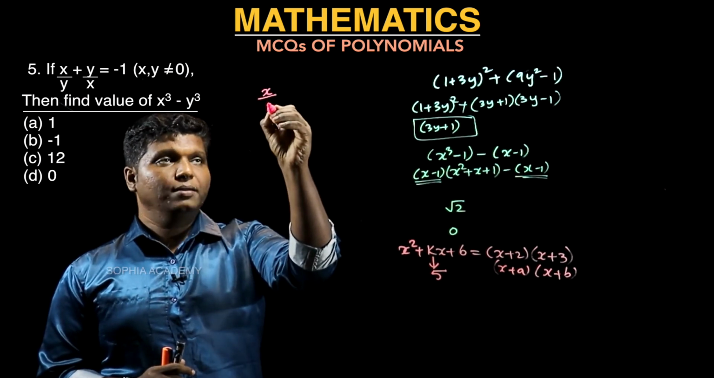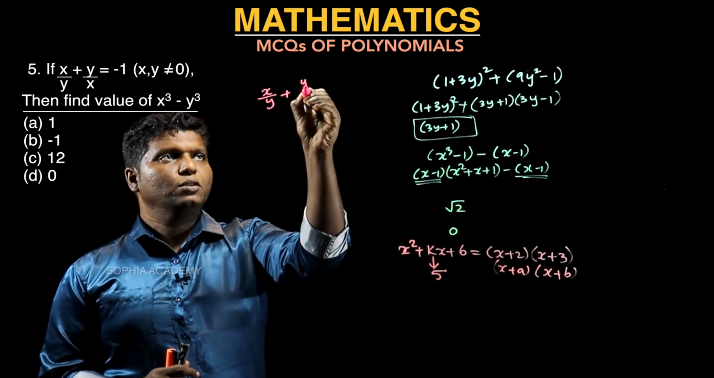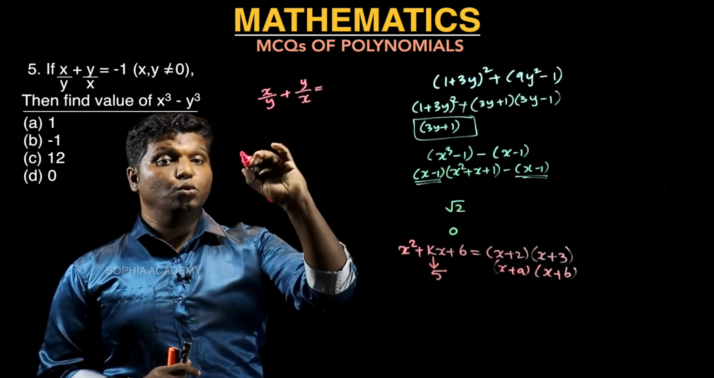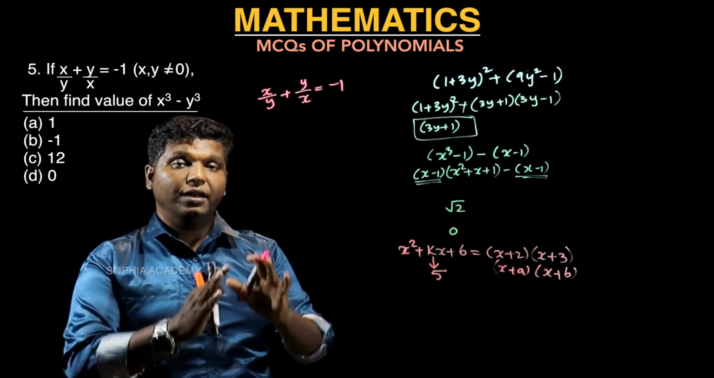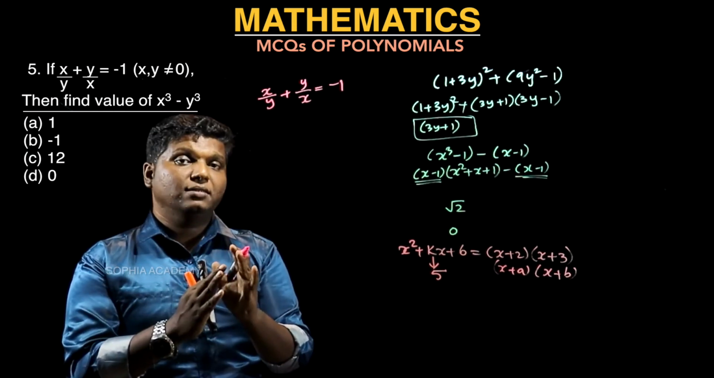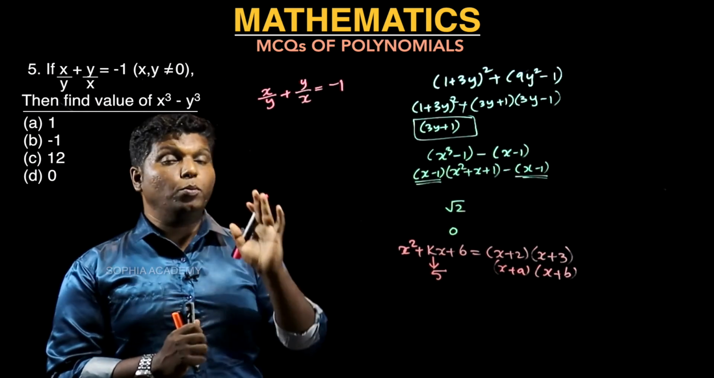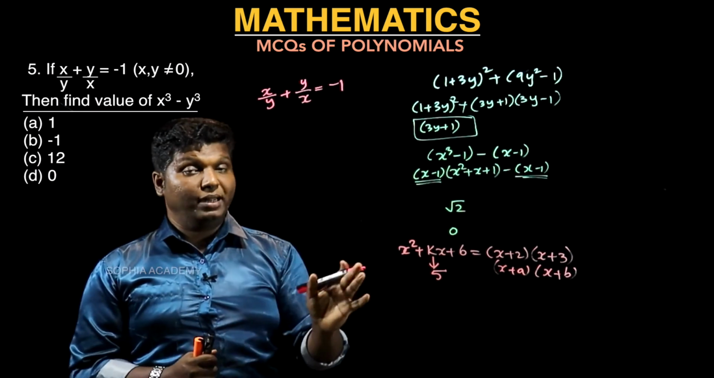x by y plus y by x is equal to minus 1. That is the condition given there. From this condition, what you have to find? Then the value of x cube minus y cube.